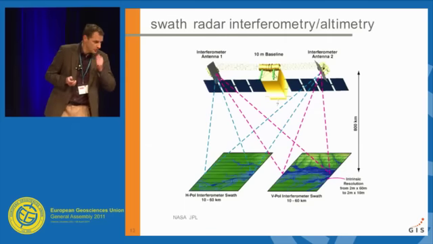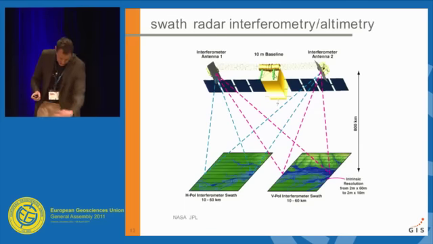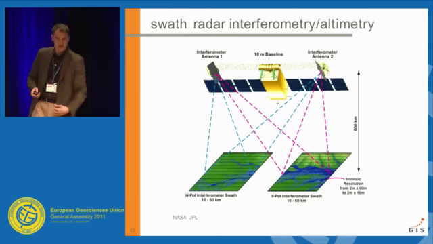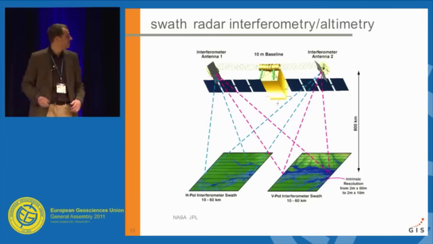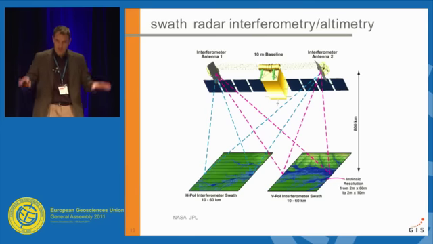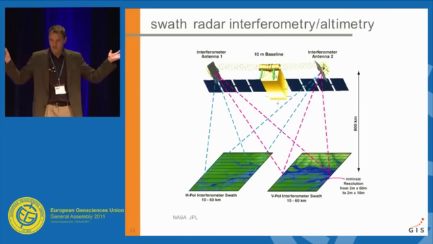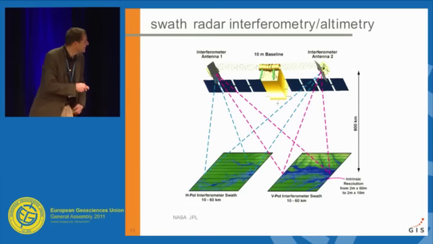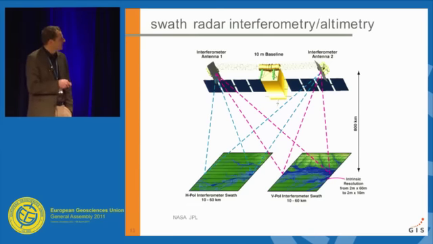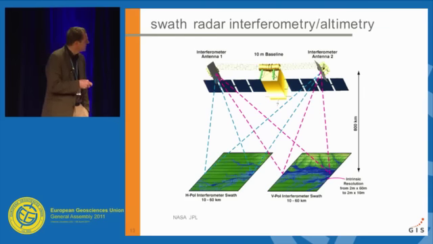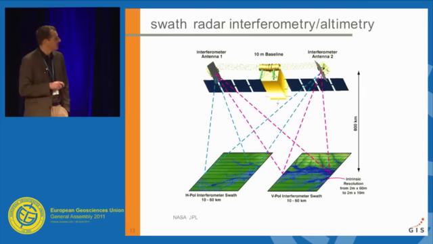The future would be something like this. Instead of this single nadir pointing measurement, why don't you try to get area? Because combining area and elevation, you have volume change, and that would be perfect. And that can be done by interferometric techniques. So this would be swath interferometry or altimetry, whatever you would like to call it.